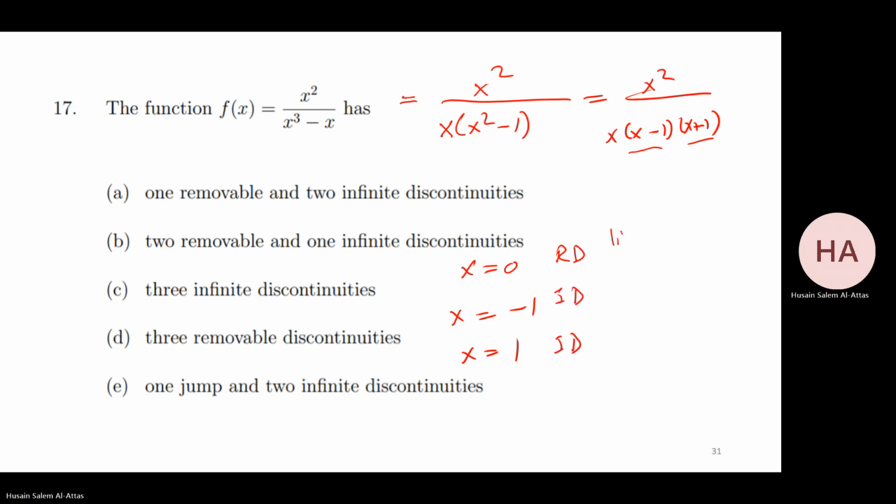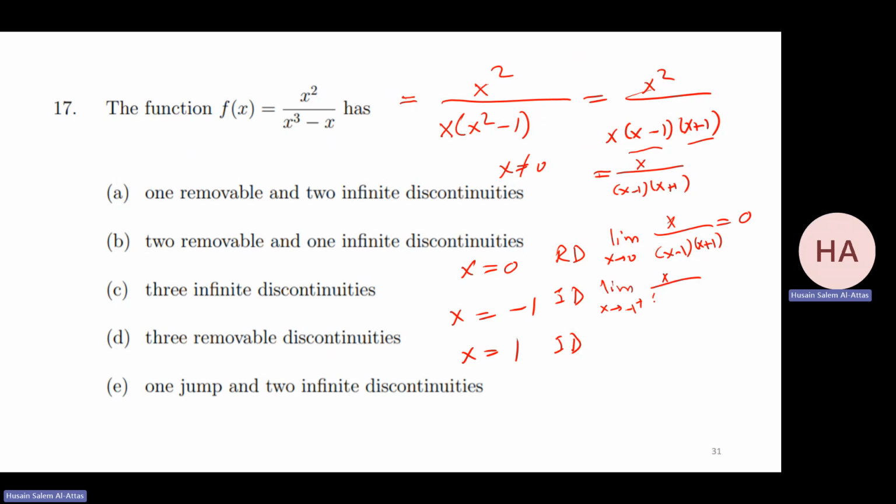You can check. This is the limit as x goes to 0 of x squared over x. Actually, if we simplify it, provided x not equal to 0, that will be x over (x minus 1)(x plus 1). So take the limit of this function, but for sure 0 over minus 1, which is 0. Now this one, take the limit as x goes to minus 1 from the right of this function. So I have non-zero over 0. That means you have an infinite discontinuity.